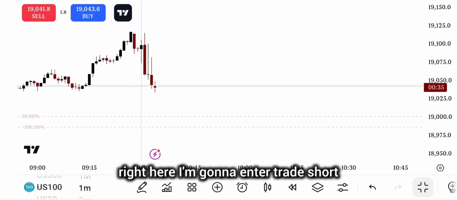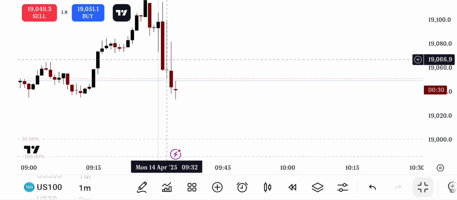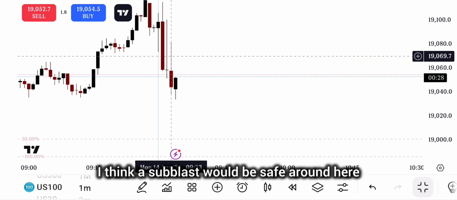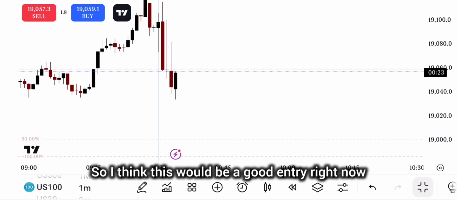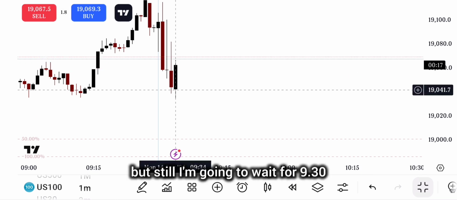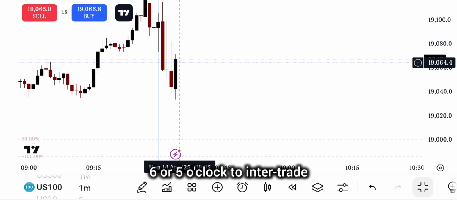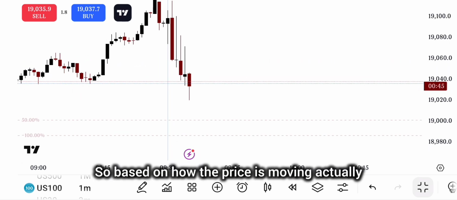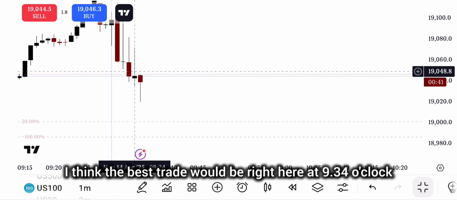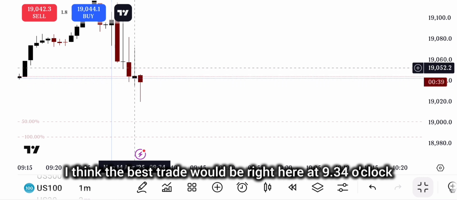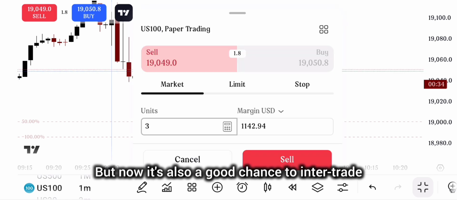I'm gonna enter trade short, and since there are no inefficiencies here, I think a stop loss will be safe around here. So I think this would be a good entry right now, but still I'm going to wait for 9:35 to enter trade. So based on how the price is moving, actually I think the best trade will be right here at 9:34 when the price was there, but now it's also a good chance to enter trade.